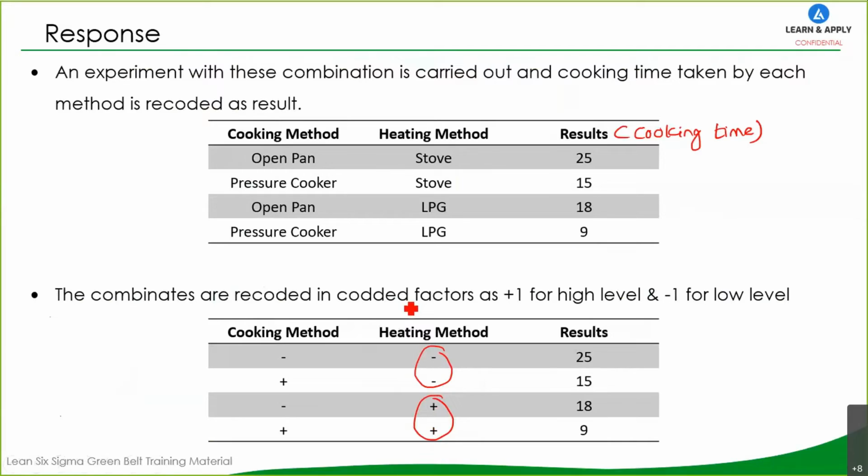So if you go to the heating method, what is the low? Stove. So it's minus minus and it's plus plus, right? And if you go to the cooking method, again it's minus plus minus plus. So open pan, pressure cooker, open pan, pressure cooker. So these are the things we had done.